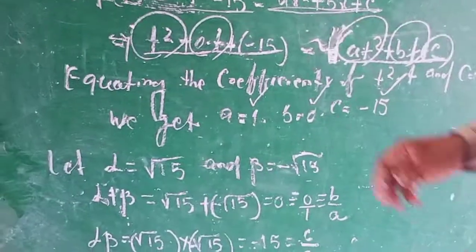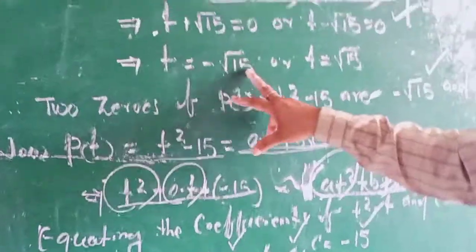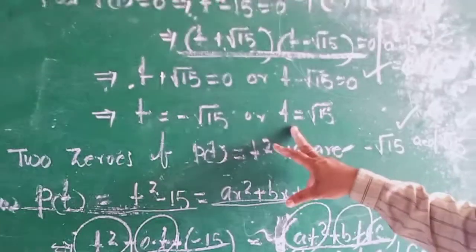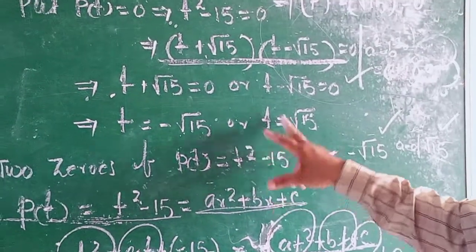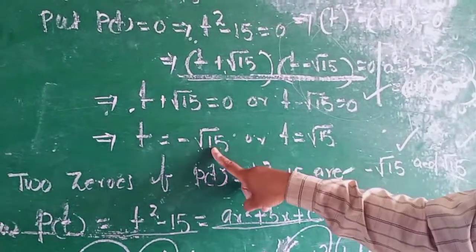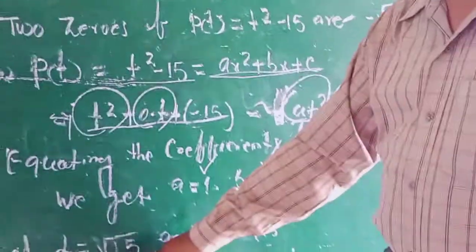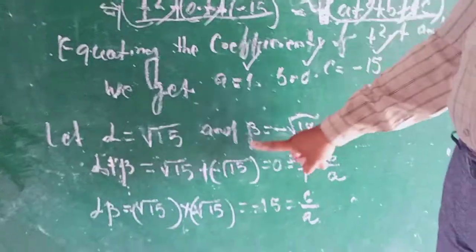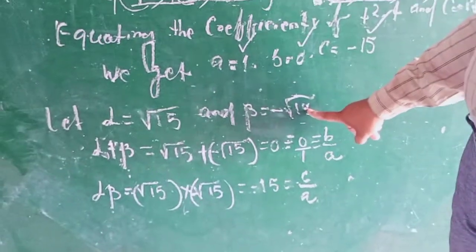Now two zeros we have already got. One is minus square root of 15, another is plus square root of 15, two zeros. So let alpha be equal to plus square root of 15 and beta equal to minus square root of 15.